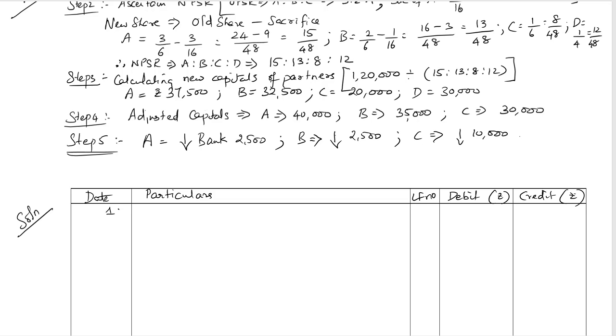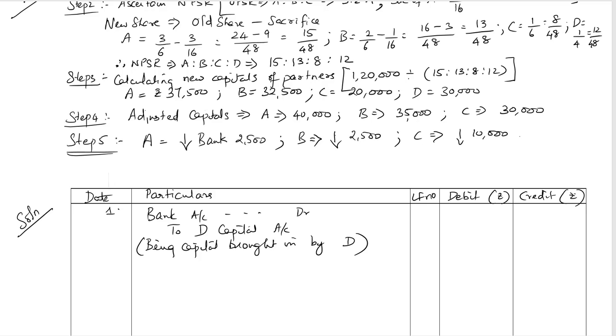The first journal entry is for partner D, bringing in capital of rupees 30,000. So bank account debit to D capital account, being capital brought in by partner D.